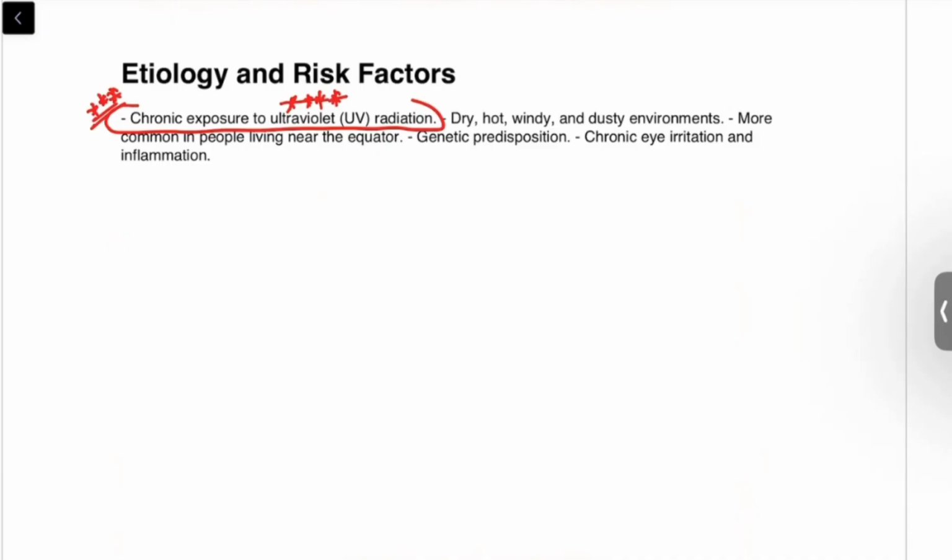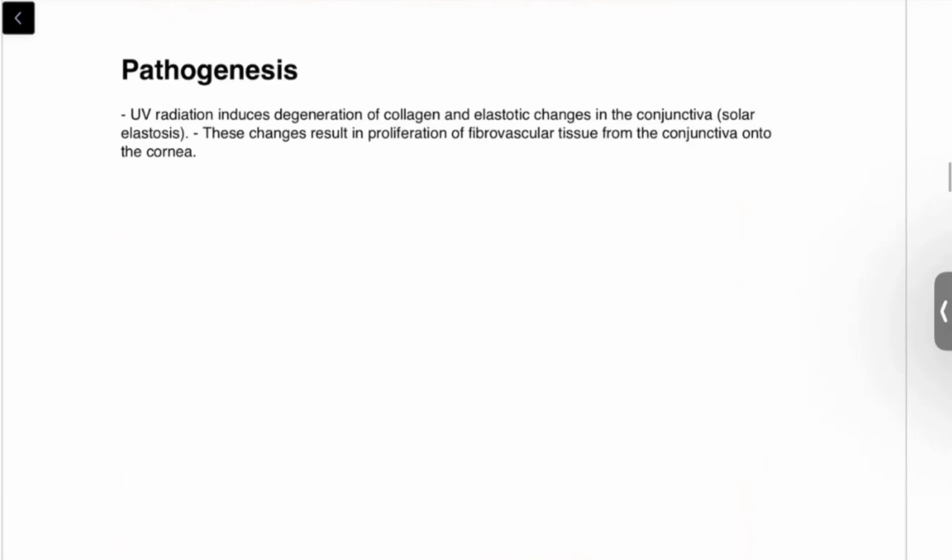Other than that, dry, hot, windy and dusty environments. So basically farmers are the ones who are at most risk for developing pterygium. Okay, it is also seen more commonly in people who live near the equator. Also, genetic predisposition is an increased risk factor for development of pterygium. Other than that, chronic eye irritation and inflammation in turn can lead to degeneration of the conjunctival tissue and hence formation of pterygium.